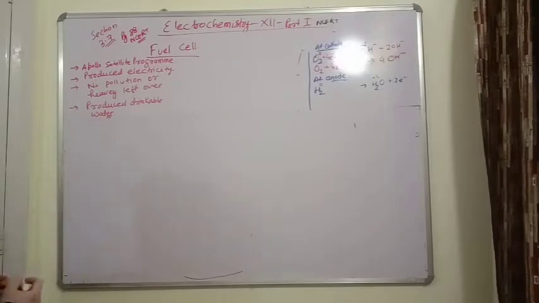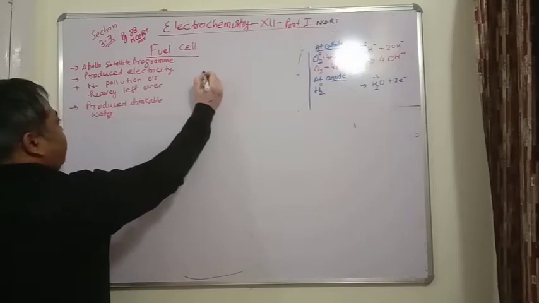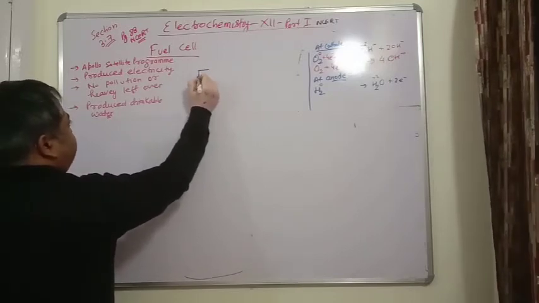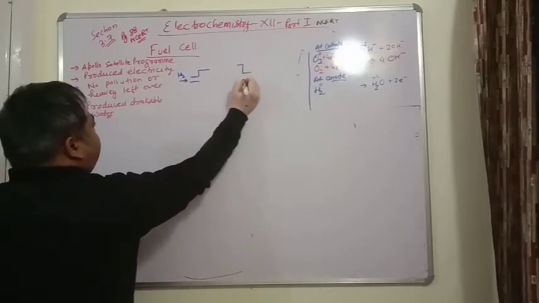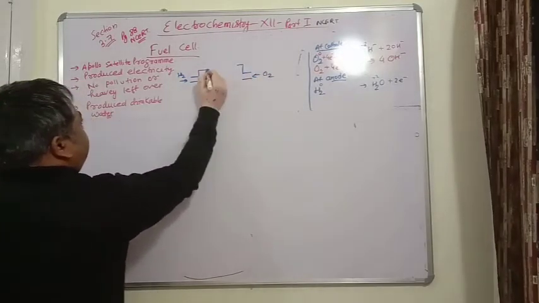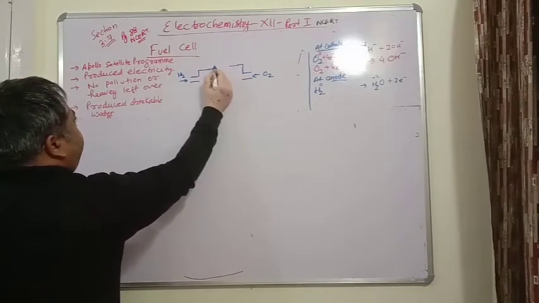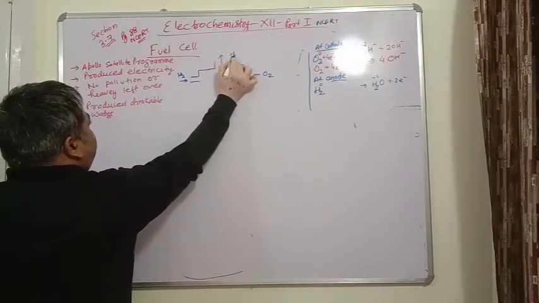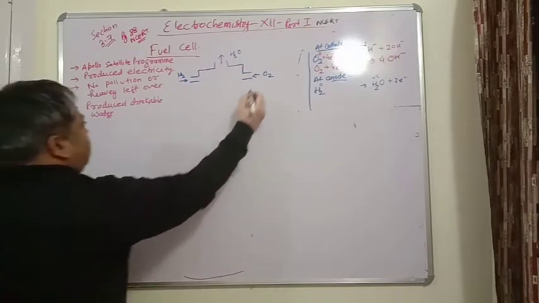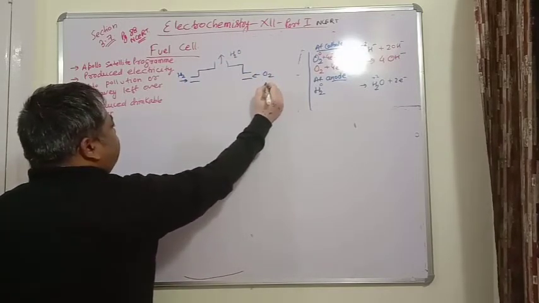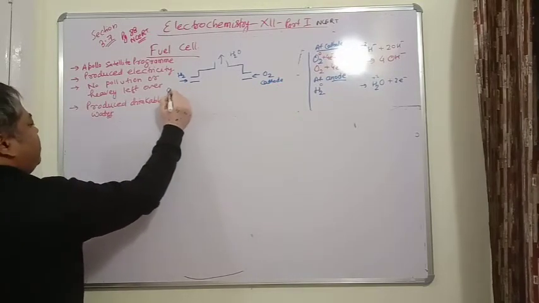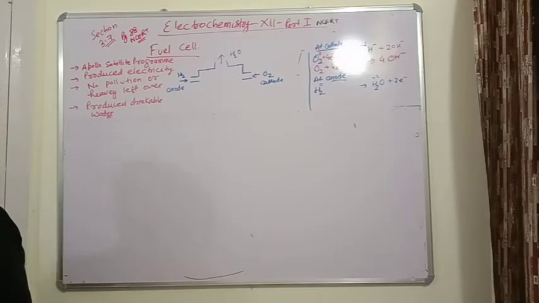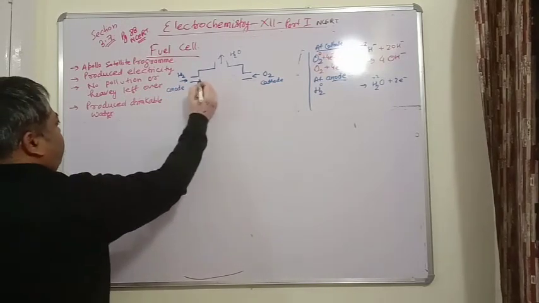So as it produced drinkable water, that means it was made out of hydrogen and oxygen. So the cell was taken like this. From one end there was provision of hydrogen to enter, and from the other end there was provision of oxygen to enter. And when this hydrogen and oxygen combined, they produced water. Oxygen acted as cathode and hydrogen acted as anode. Means oxidation of hydrogen took place and reduction of O2 took place.